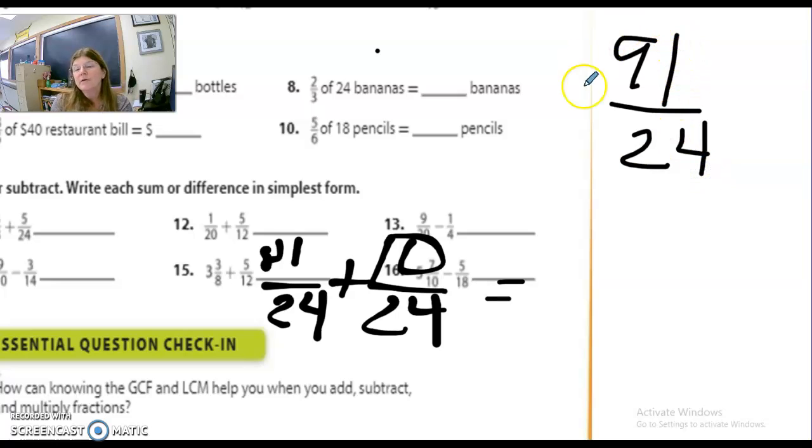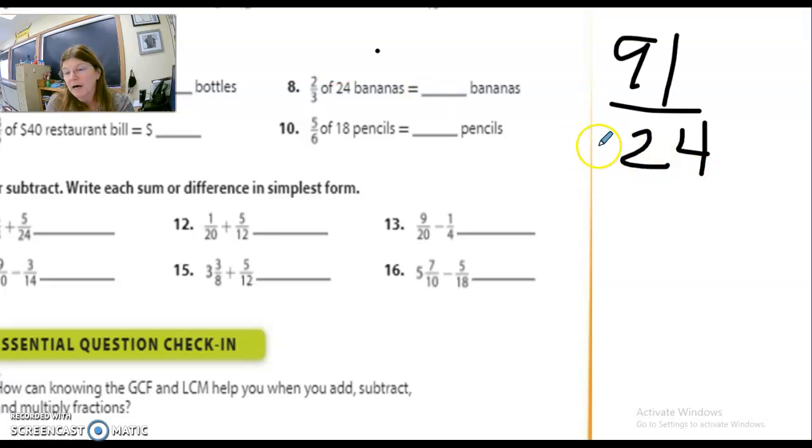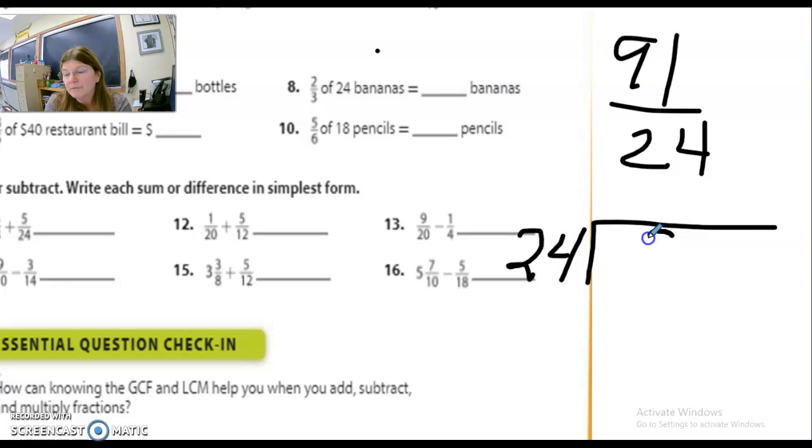All right, well, we know this number is bigger. So that means we're going to have a whole number, and we have to divide this. So let's divide it and figure out what we got here. The bottom number, or denominator, is going to be on the outside of your division box. And then we have 91.